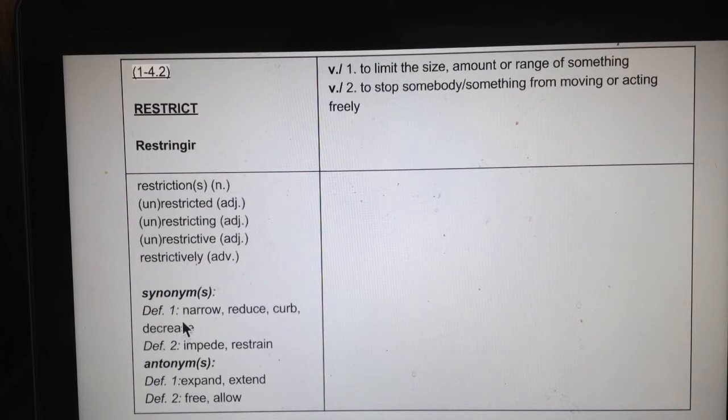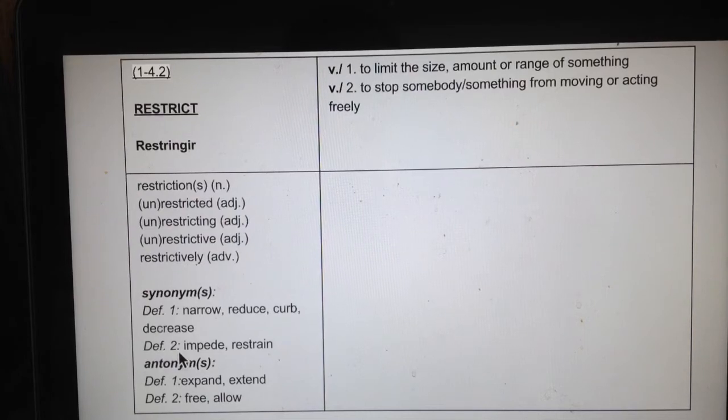We have synonyms both for the first definition and for the second. For the first, which is to limit the size, we have narrow, or to reduce, or to curb, or to decrease. I actually like the synonym to limit, but we didn't put that one here.